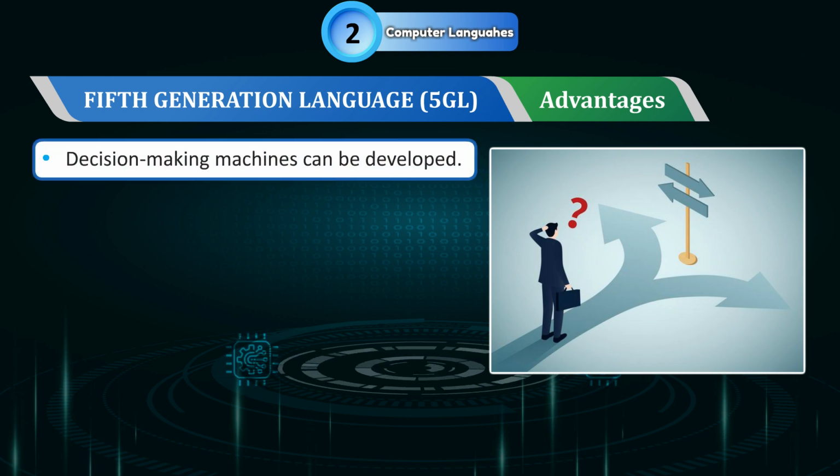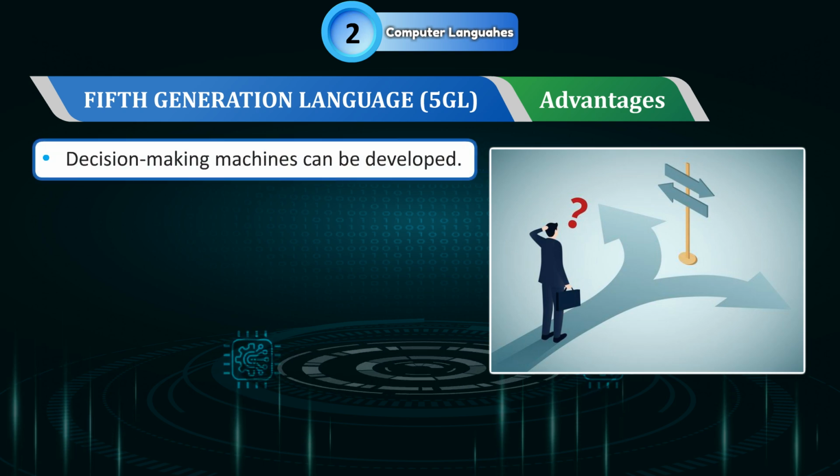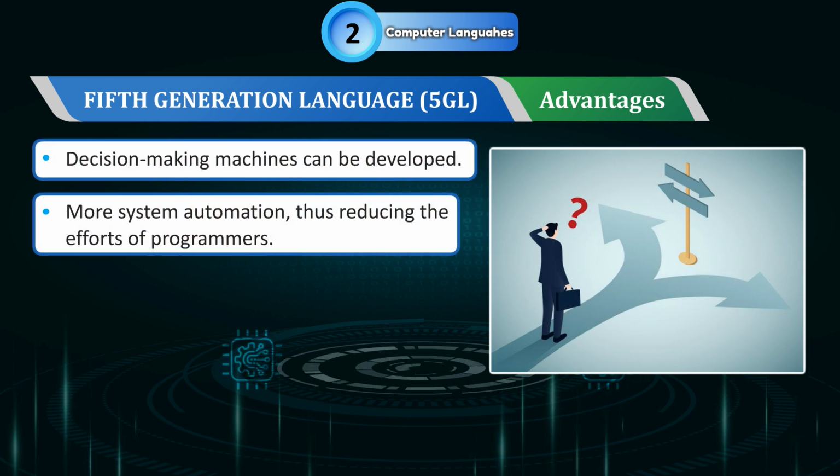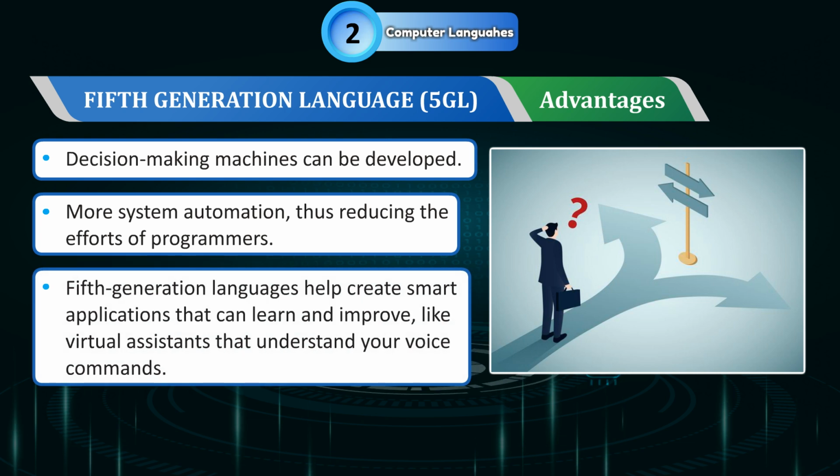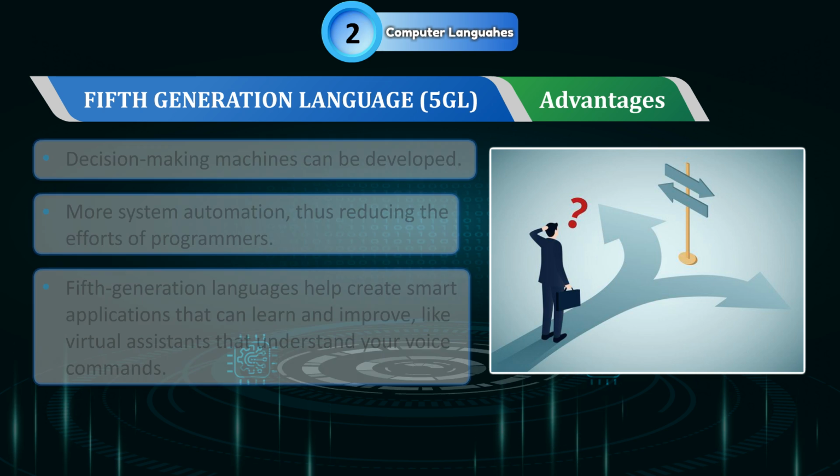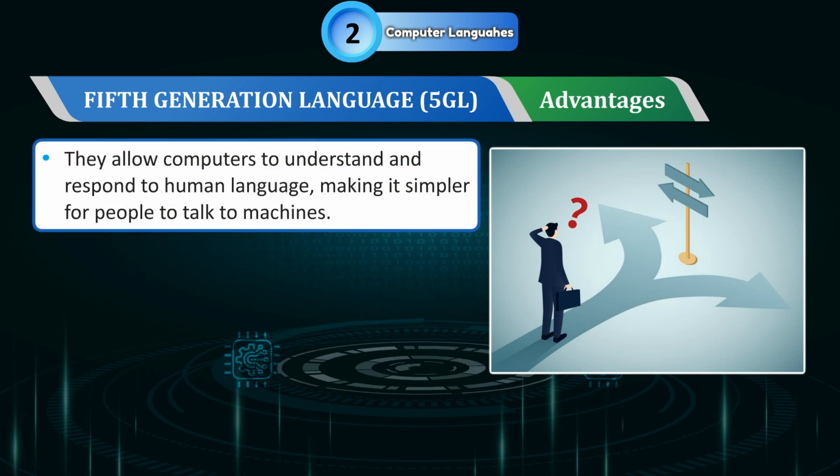Advantages: decision-making machines can be developed. More system automation, thus reducing the efforts of programmers. Fifth-generation languages help create smart applications that can learn and improve, like virtual assistants that understand your voice commands. They allow computers to understand and respond to human language, making it simpler for people to talk to machines.